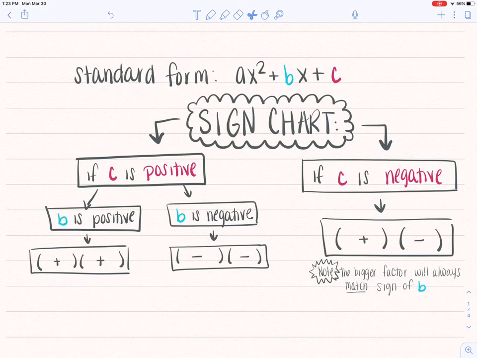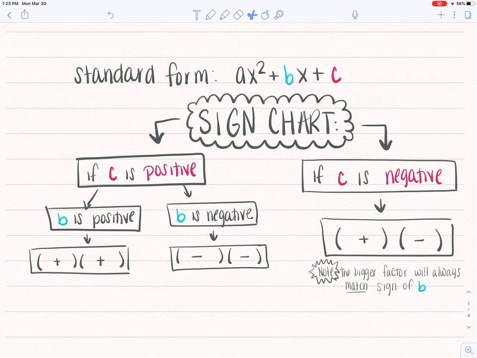I'm not going to take the time to go through this, but what this just says, C being this last term, the constant, if it's positive, you have this scenario on the left. B is the term in the middle. Depending on whether B is positive or B is negative, will show you what your end factors will look like. Either they'll both be positive or they'll both be negative.